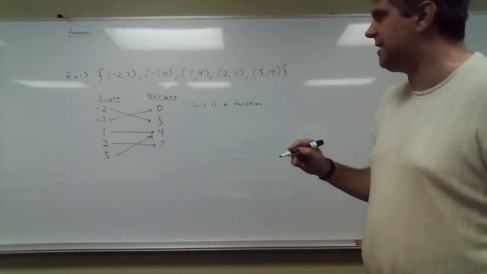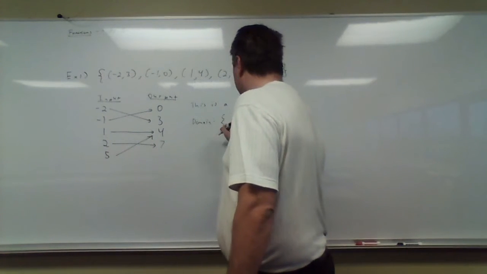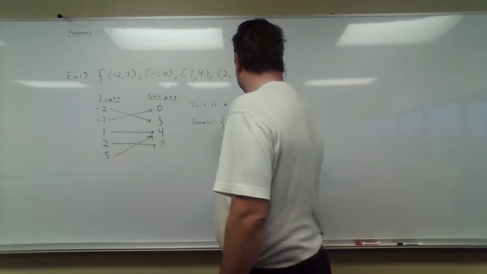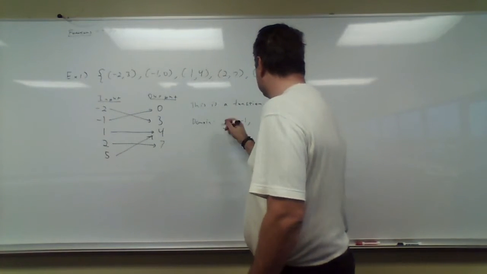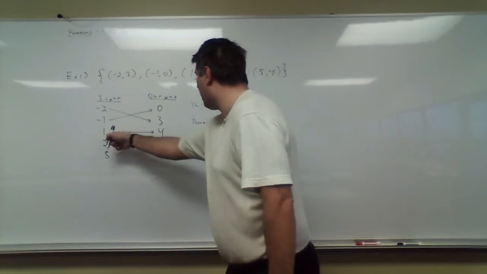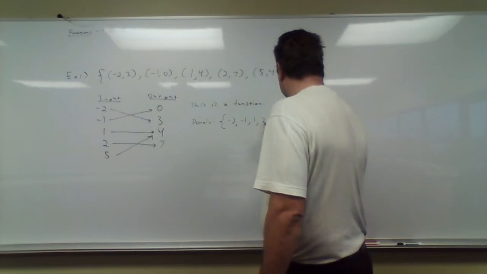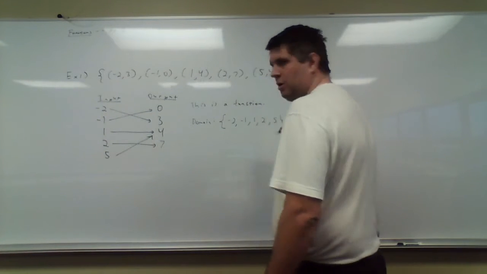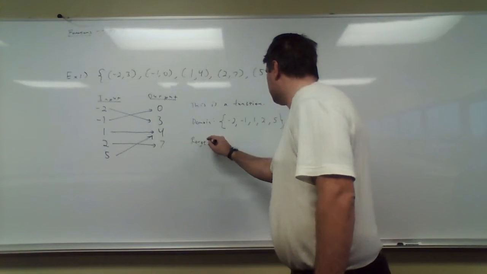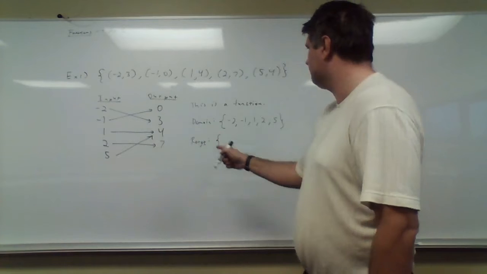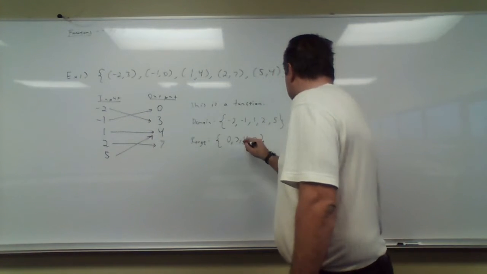Okay? The domain is a set of inputs. So the domain would be -2, -1, 1, 2, and 5. The range is the outputs. Range: 0, 3, 4, and 7.